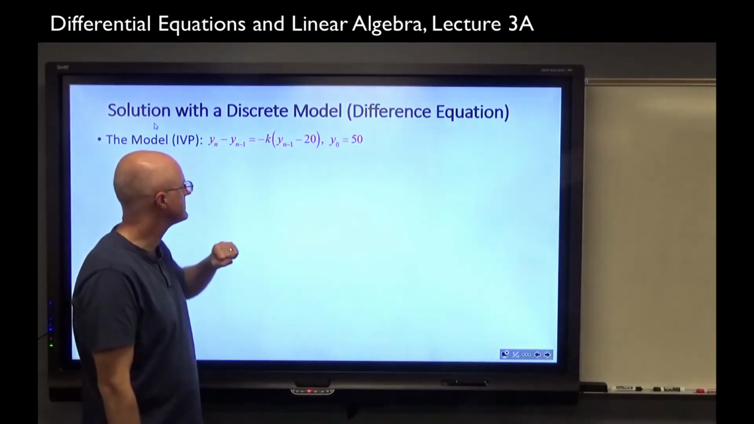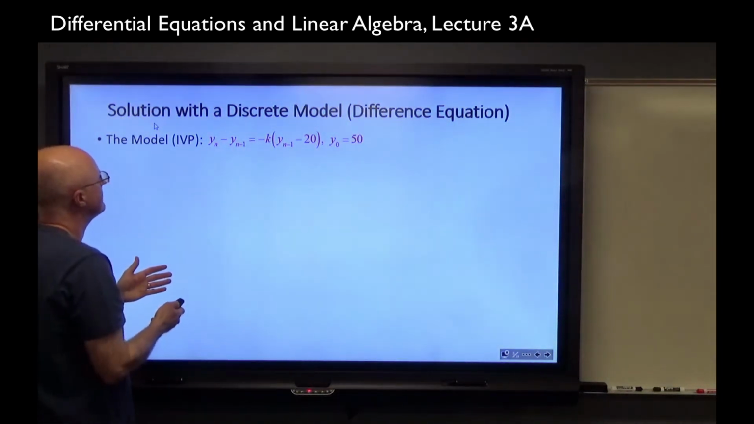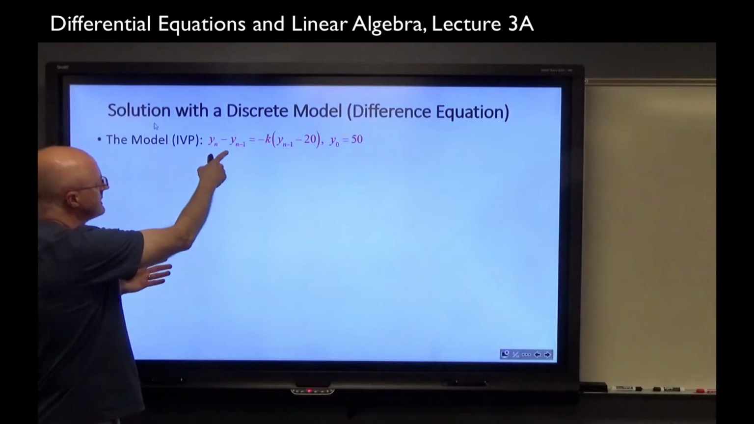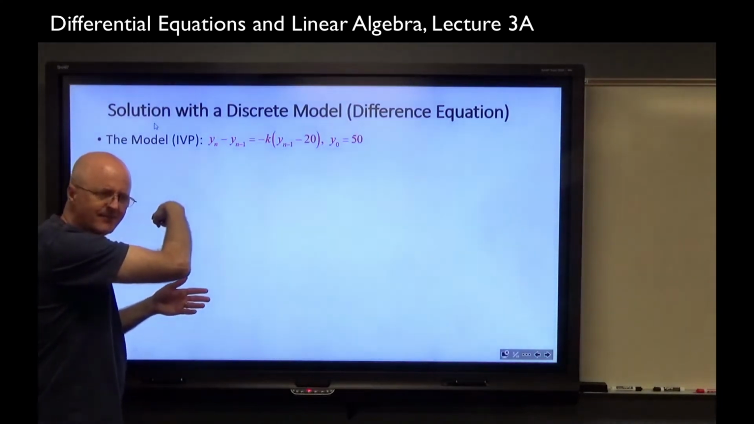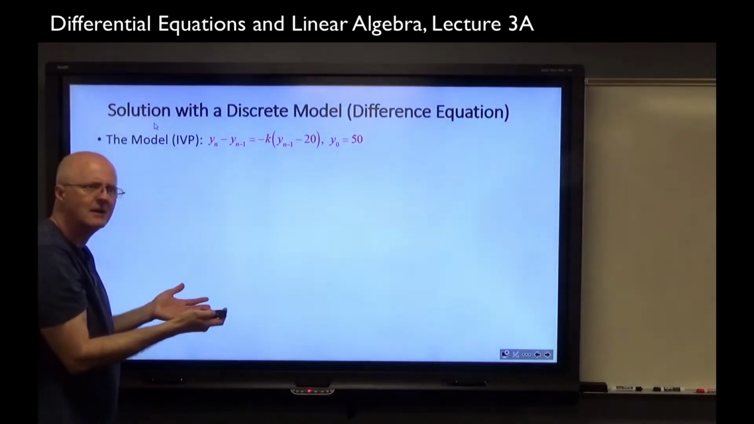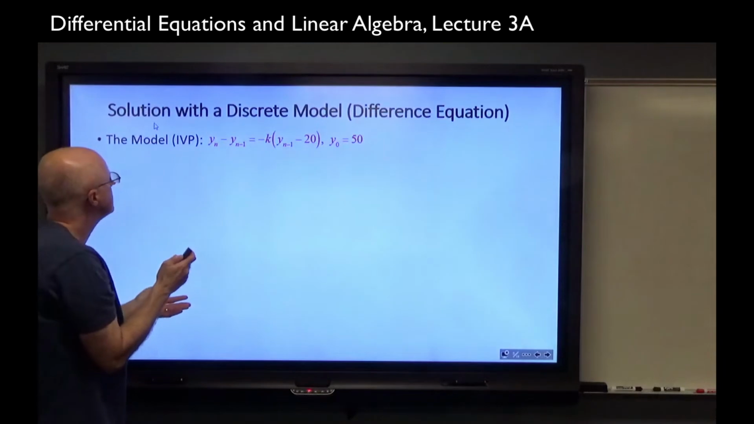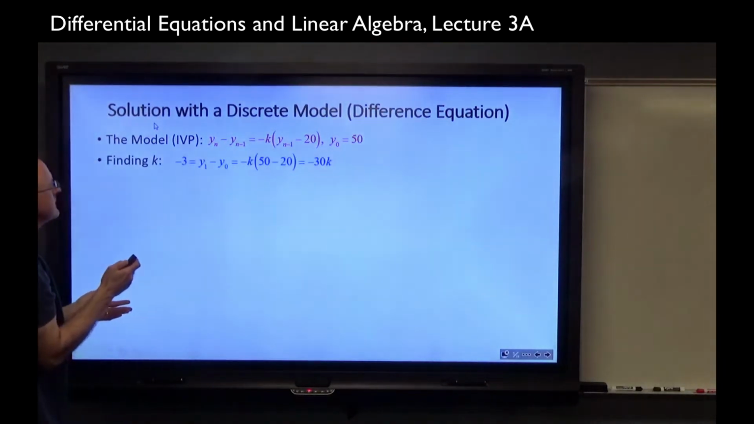And the initial temperature is 50. I want to rewrite this equation by adding yn minus 1 to both sides, so that just yn is on the left side, and solve for yn by iterating. But you can do that for an arbitrary k, but it might be nice to figure out k itself first. And that's something you can do right away. Again, you don't have to do it right away, but you can.